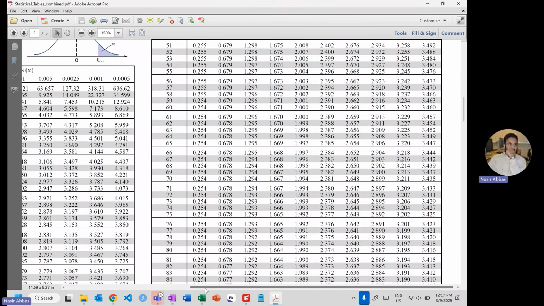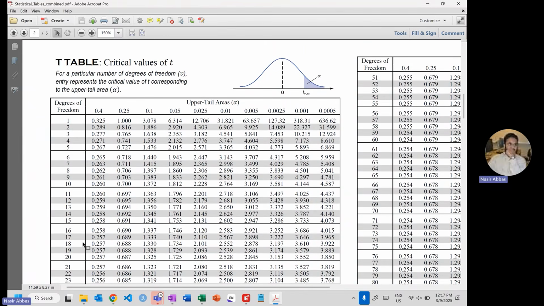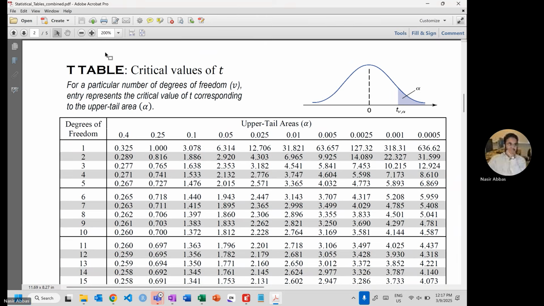Let me show you only the left side with small degrees of freedom. The right side is nothing but the comprehensive degrees of freedom. First thing you look at is this diagram. Where is the highlighted area? Upper tail area. That means you don't need to do that last step. Just look for alpha by 2 in the table, not 1 minus alpha by 2.